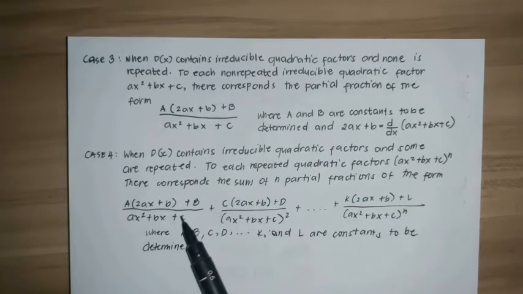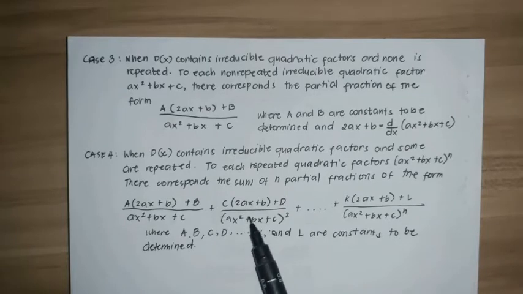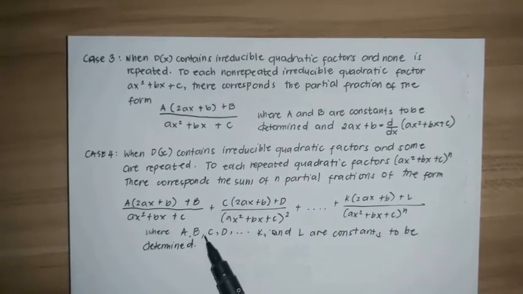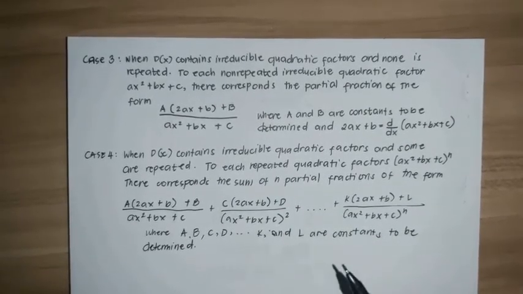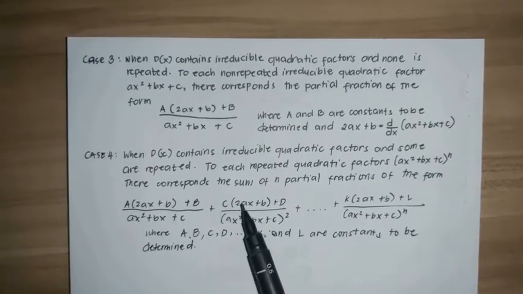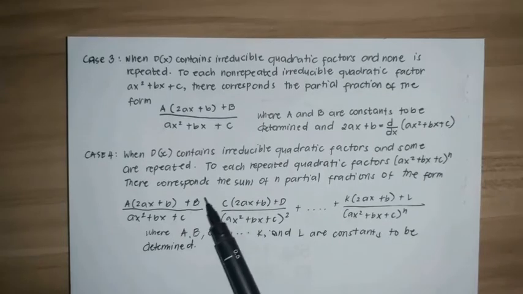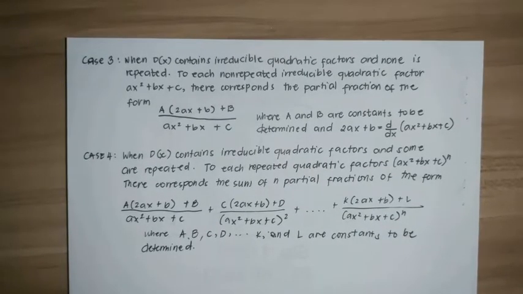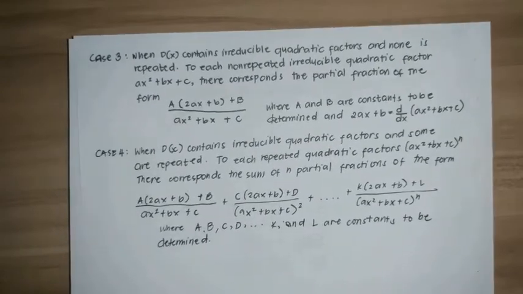Irreducible, but some are repeated. So you will have this, where a, b, c, d, k, l, and so on and so forth are constants to be determined. So kailangan nating hanapin si a, si b, si d. To further understand this, we need to have some example. So let's have example number 1 here.